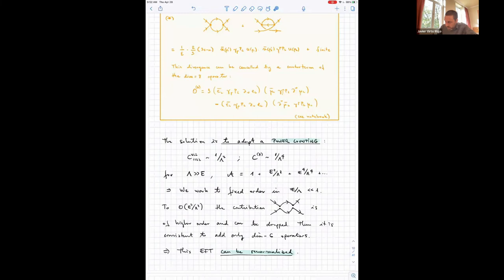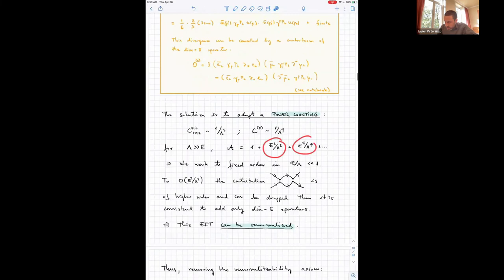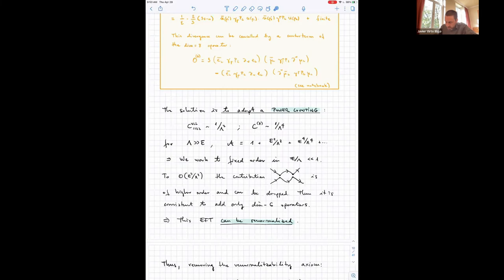So if we work to fixed order in E over λ, for example, if we work to order E squared over λ squared, then this contribution is of higher order, and so I don't need to consider it, although these are dimension six operators that contribute to this term. This is just something that is suppressed, so I will not put it. And since I don't need to put this, I don't need to include any counter term of a dimension eight operator. And so I don't need to include the operator, okay?